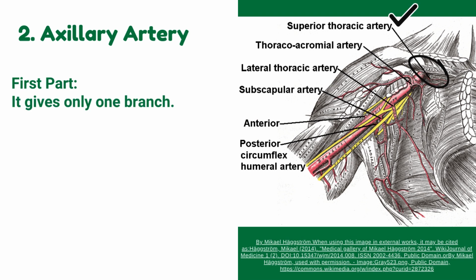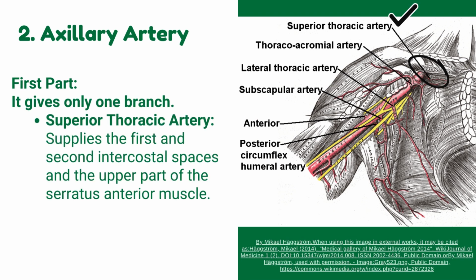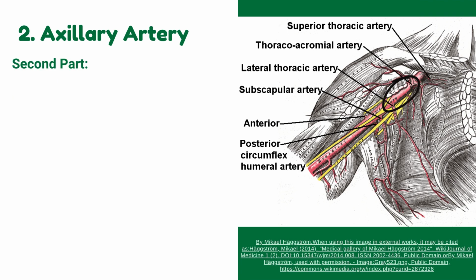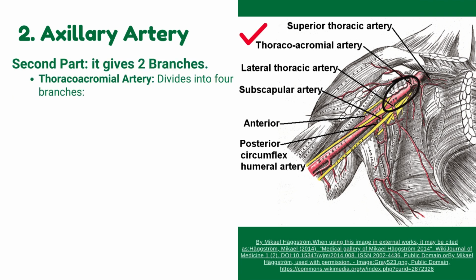First part. It gives only one branch, superior thoracic artery. It supplies the first and second intercostal spaces, and the upper part of the serratus anterior muscle. Second part. It gives two branches. Thoracoacromial artery divides into four branches.